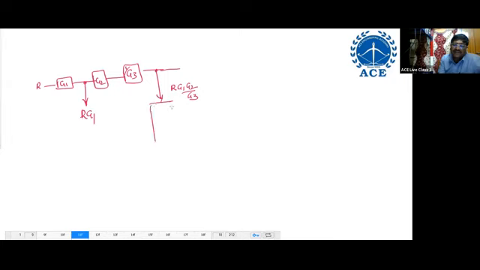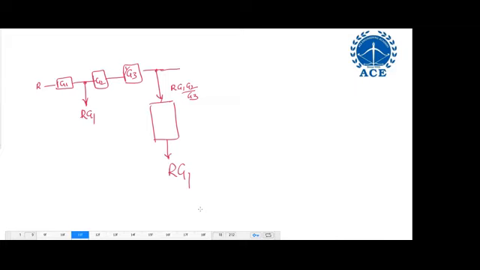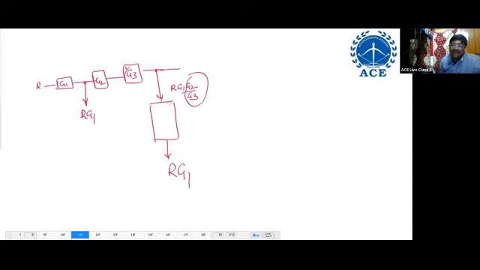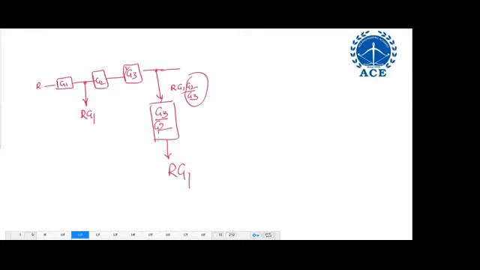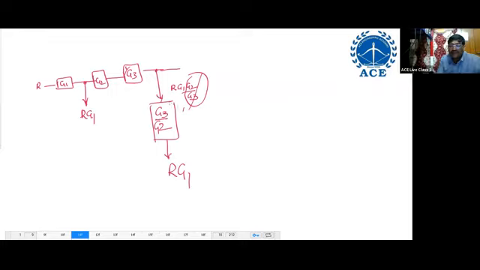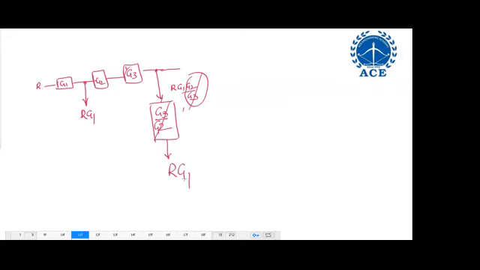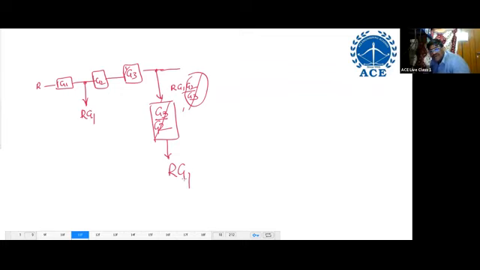But what is the answer you want? R G1 you want. What you have to do? This should be cancelled. Yes, sir. And I have to do G3 by G2. That's all. So that these two will get cancelled. Then you will get R G1. The same principle you have to use. Before shifting and after shifting, it should be the same.